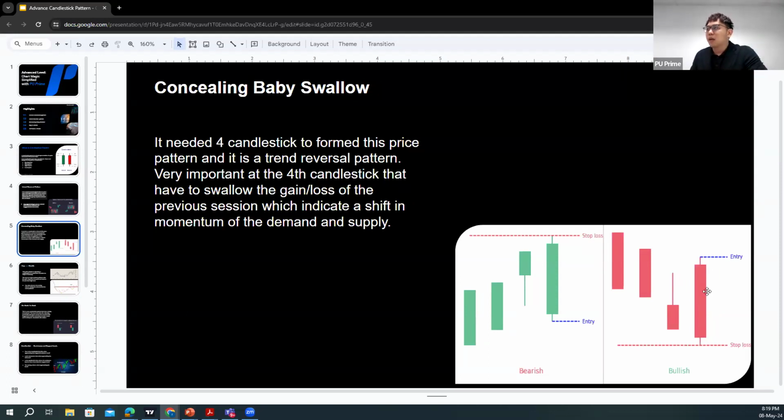So again, it's the same. We already have a stop loss level, which is the previous candlestick's lowest level, and then we can enter, and hopefully we can really catch a reversing trend, and then boom, you can refer back to the previous resistance level as your TP, your take profit level. Okay, so this is the concealing baby swallow pattern.